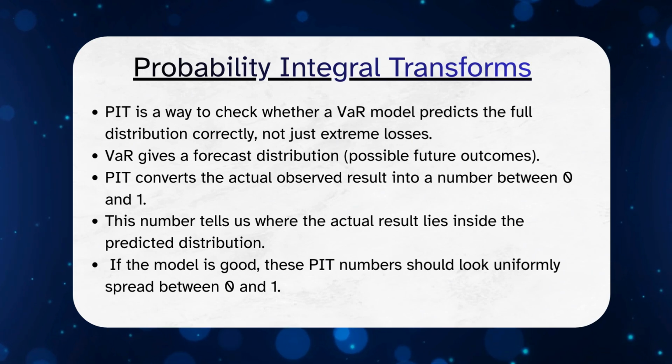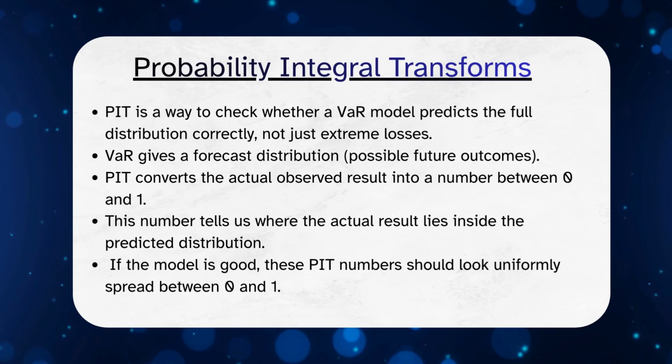We normally test models by checking exceedances. Did losses cross the VAR limit or not? But that's like judging a movie by only its ending. PIT changes the perspective. Instead of looking only at extreme losses, we look at the entire distribution of possible outcomes. The model gives a forecast distribution, and PIT asks, where exactly did reality land inside this prediction?